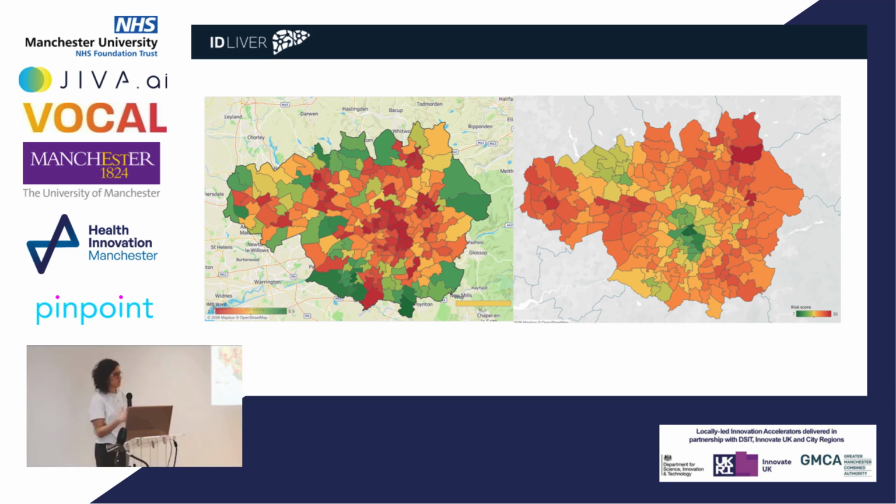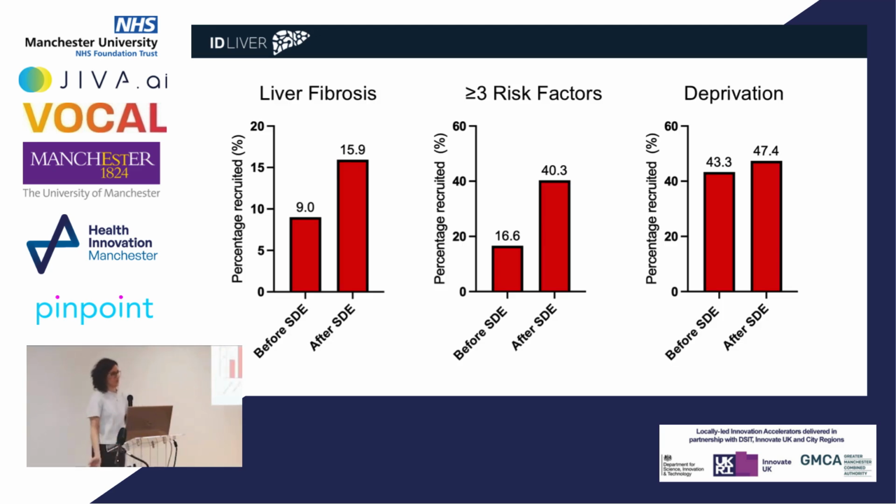And what we did is we put these maps together to try and find areas of Greater Manchester that we perceived would probably have a higher number of patients with liver fibrosis that's been undetected. So then we went out and we tried to recruit GP practices from those areas and see patients from those areas to try and confirm our suspicions that we would detect more liver fibrosis. And this was very successful. So the right is before we started using the secure data environment and the left is after. And you can see from 9 to 15.9% of patients we reviewed had some kind of liver fibrosis.